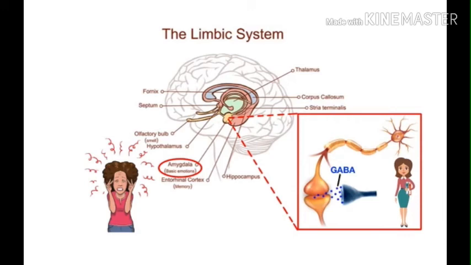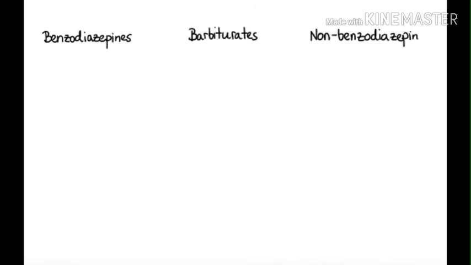Now, in addition to a distinct binding site for the neurotransmitter GABA, the GABA-A receptor has also a site at which anxiolytic and hypnotic drugs bind. These drugs can be divided into 3 groups, that is, benzodiazepines, barbiturates, and non-benzodiazepine hypnotics. Let's now discuss these one by one in detail, starting with benzodiazepines.